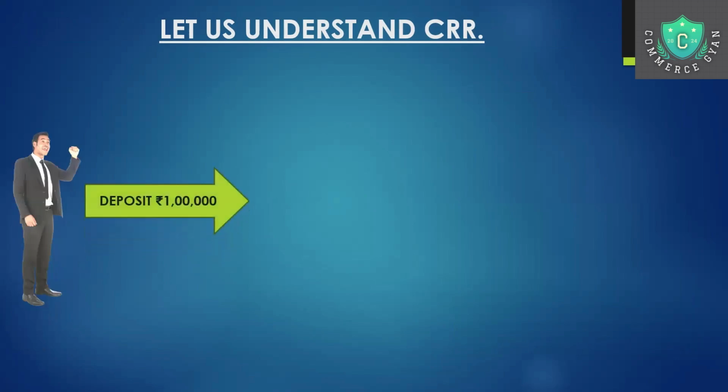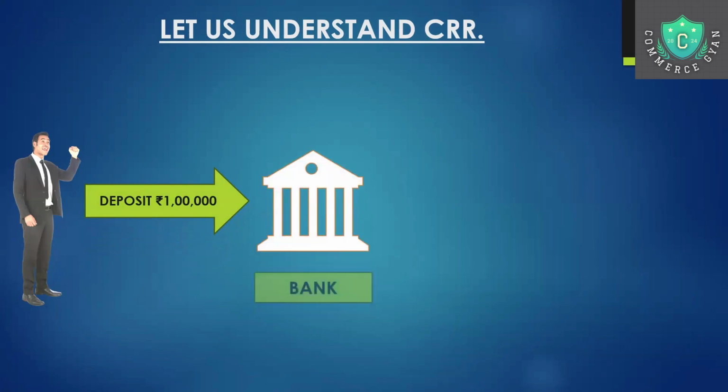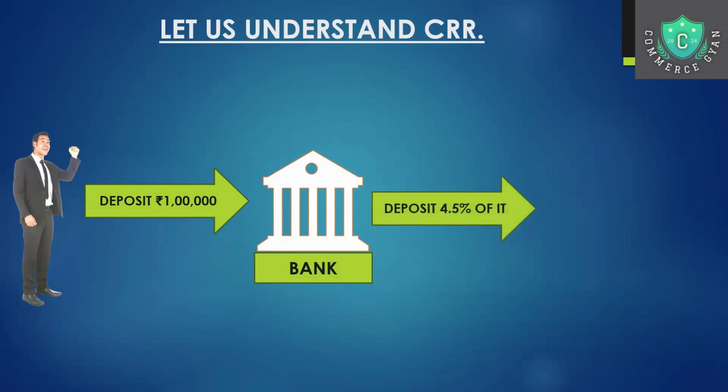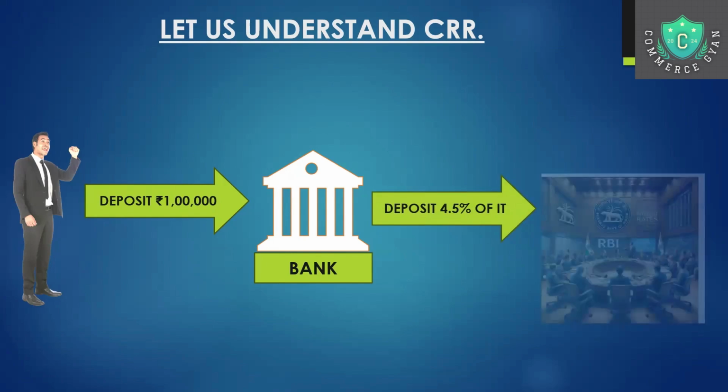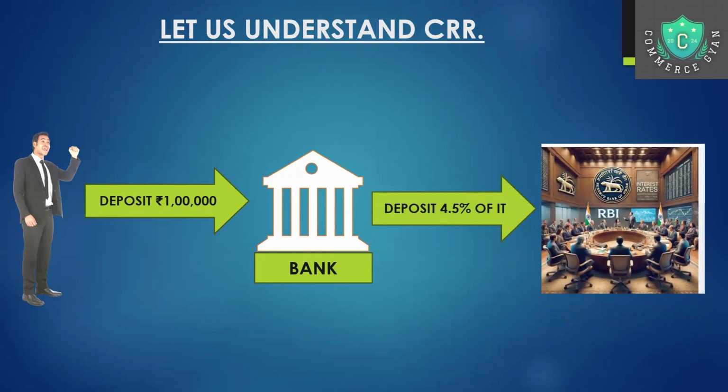Now, what is CRR? Basically, this can be demonstrated. Here is a person who has deposited 1 lakh in a bank. So it's like a fixed deposit, let's say. And this bank has a formality to be fulfilled, that is, it has a cash reserve ratio to be kept, which is 4.5% out of that entire deposit. This has to be kept with the RBI. So if a person deposits 1 lakh in any commercial bank, this bank has to deposit 4,500 of this amount with the RBI.